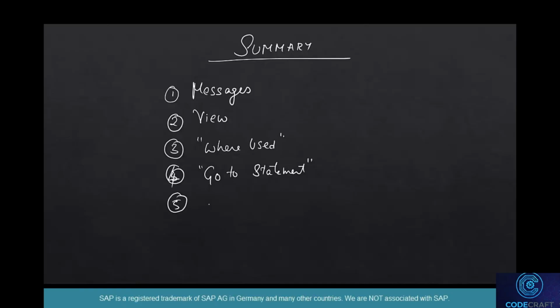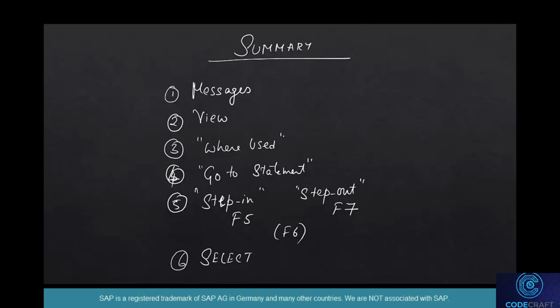Number 5, we also have seen what is a step into and step out. So step in is F5, a step out is F7, and of course F6 is how you execute line by line. And then we have seen a select statement. We have seen the structure of a select statement, and we have seen some examples of how we can cross-verify that with SE16. Well, that concludes this chapter. So see you in the next chapter.